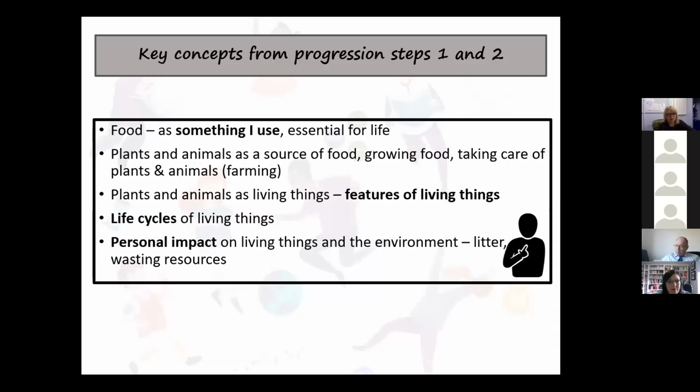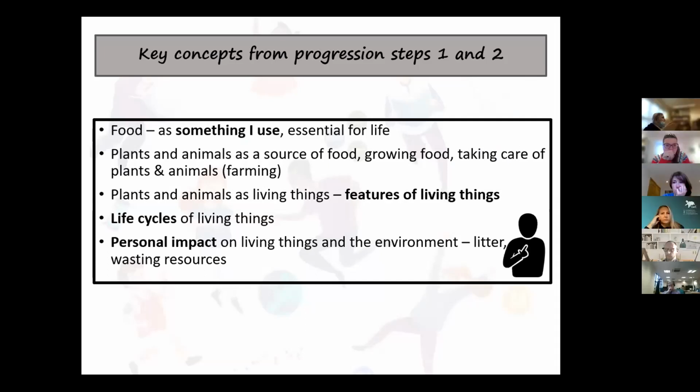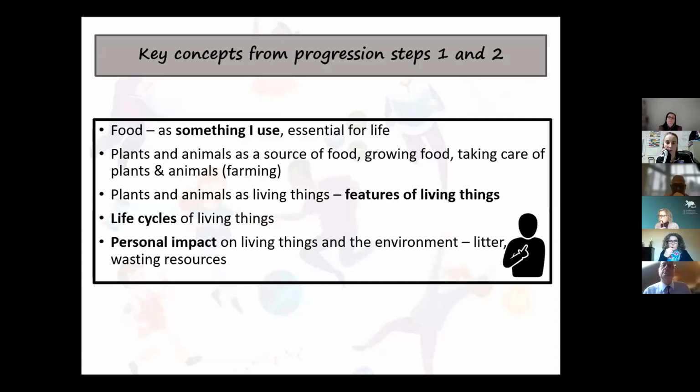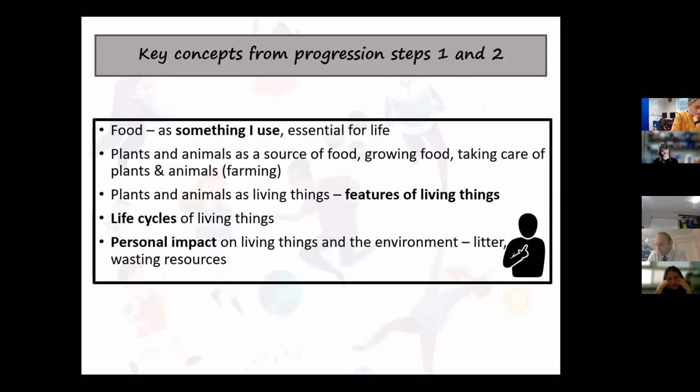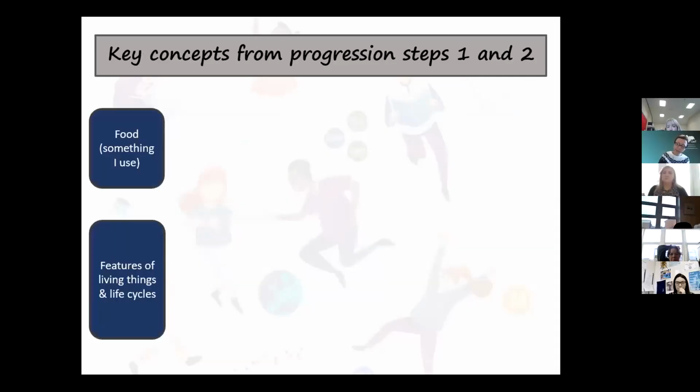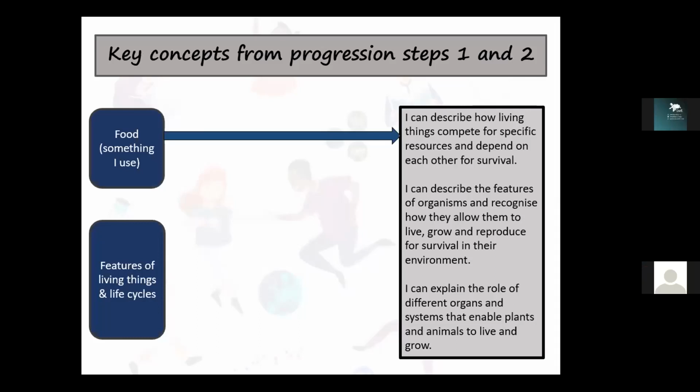Notice we don't have any detail about the context. We don't have the living things that they should learn about. We don't have the resources identified that they should learn about. It's up to the teachers to use their expertise to identify what's needed here. So in this example, I'm moving from food as something that I use to really understanding how living things compete for specific resources. So if we just look at what that might look like.